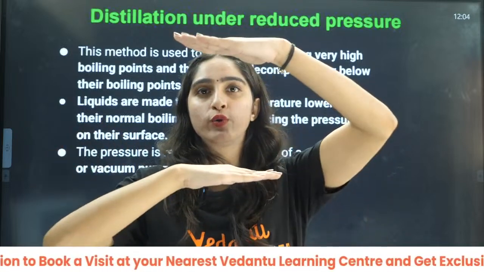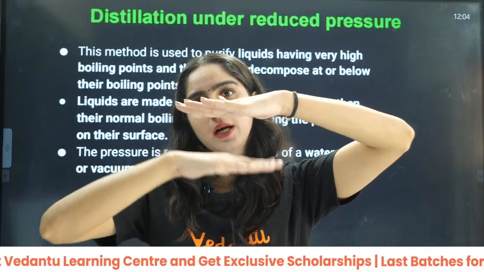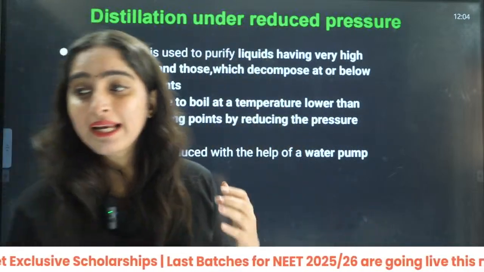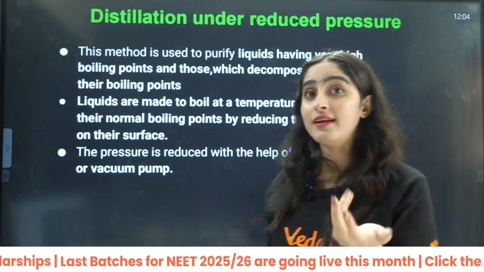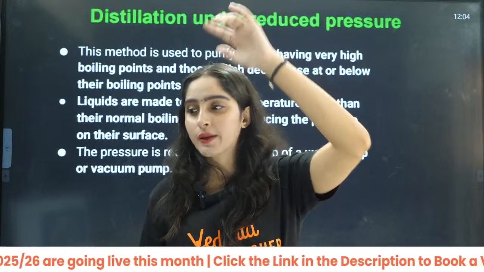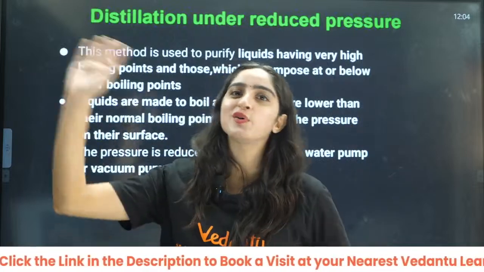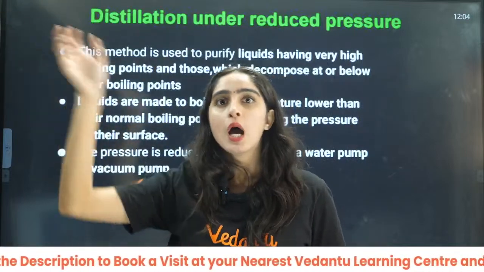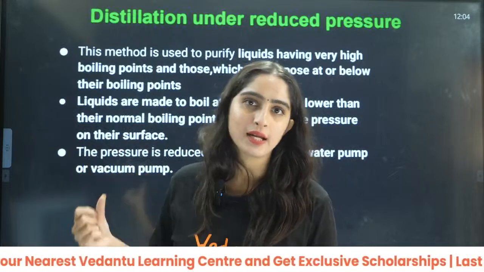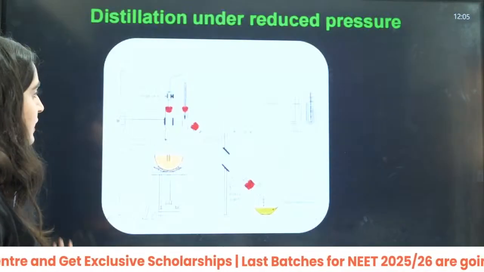In that case, what we do? We reduce the atmospheric pressure so that the boiling point becomes less, so that we have to provide less temperature here. We are decreasing the boiling point by reducing the pressure, that is atmospheric pressure. We can't reduce the pressure of this atmosphere, but we can reduce the pressure of that environment where this beaker has been kept. So what we will do here, everybody?